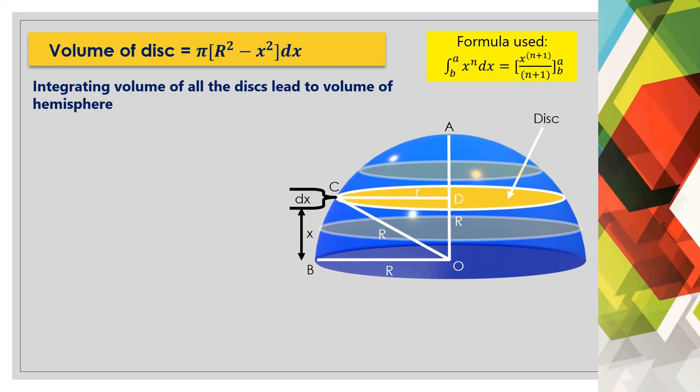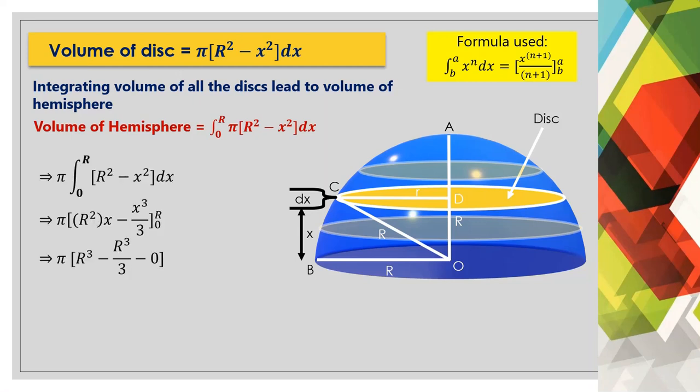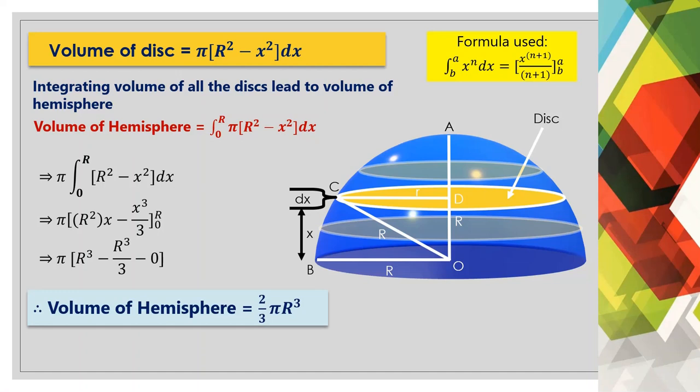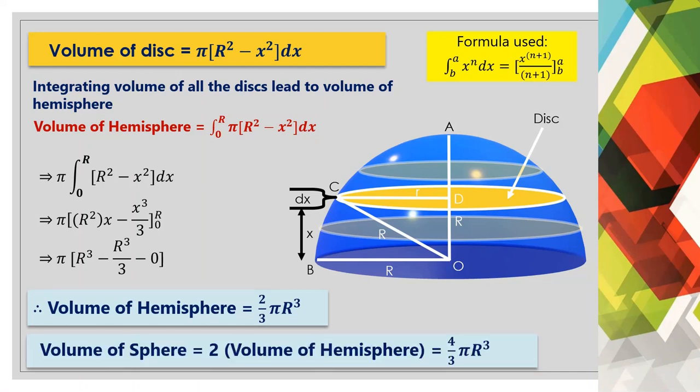The formula of integration will be used. Once the integration is complete, x will be substituted by the values of the limits. The formula of the volume of the hemisphere is found on solving it. It is known that the volume of the sphere is twice the volume of the hemisphere. Thus we get the formula of the volume of the sphere. The constant 4 by 3 therefore arises from the formula of integration.